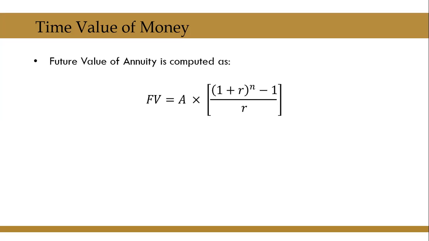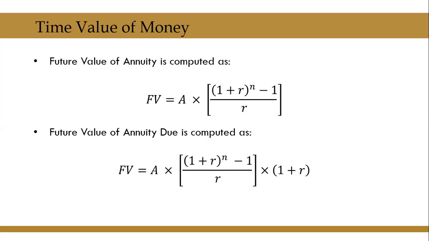Whereas, if you are looking at an annuity due, the only difference between the formula of an annuity and annuity due is future value of an annuity due is calculated just like an annuity. The only difference is we multiply with 1 plus R once again. Therefore, future value of an annuity due will be A multiplied by (1 plus R) to the power of n minus 1, whole divided by R, into (1 plus R).